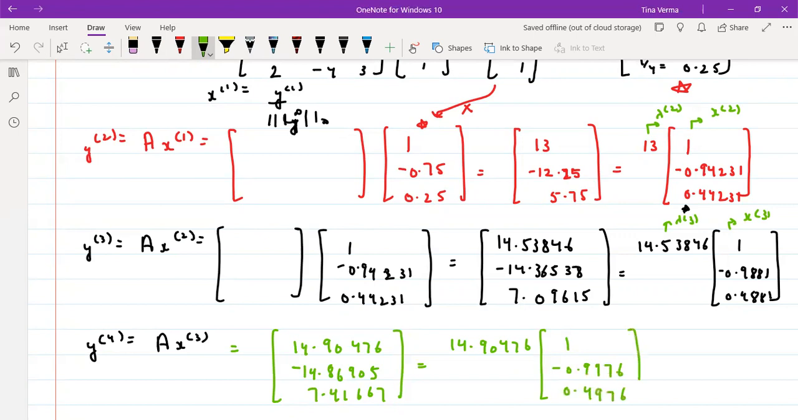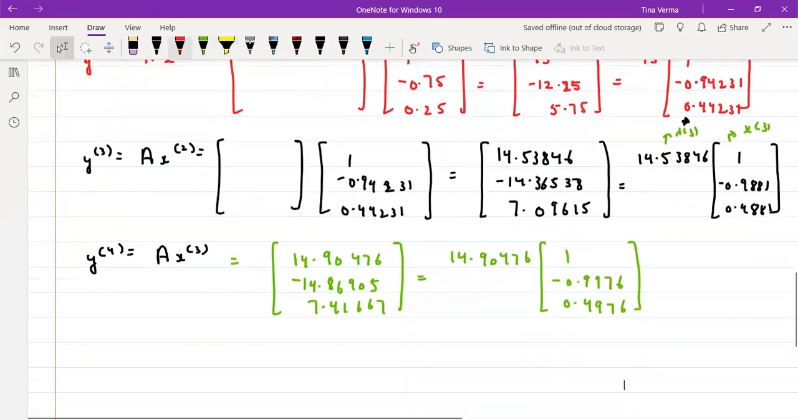Now you have to perform the next iteration, because the question says you have to perform 5 iterations. So y5 means A into x4. So what is your x4?